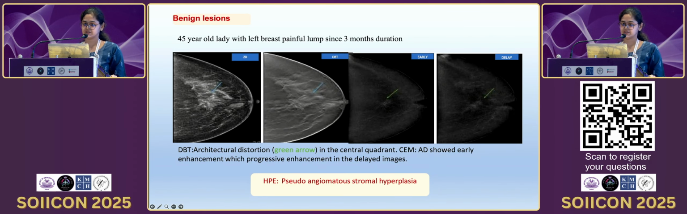This is a 45-year-old lady who presented with a left breast palpable concern for 3 months duration. In a heterogeneously dense breast, there is an architectural distortion in the central quadrant of the left breast. The contrast-enhanced mammography shows early enhancement with progressive enhancement in the delayed phases, showing that this should be a benign entity. Histopathology confirms pseudoangiomatous stromal hyperplasia, which is a benign entity.